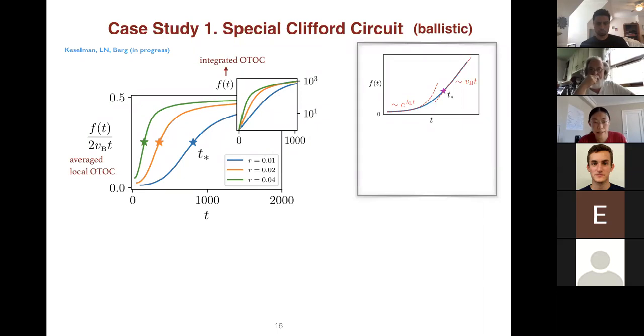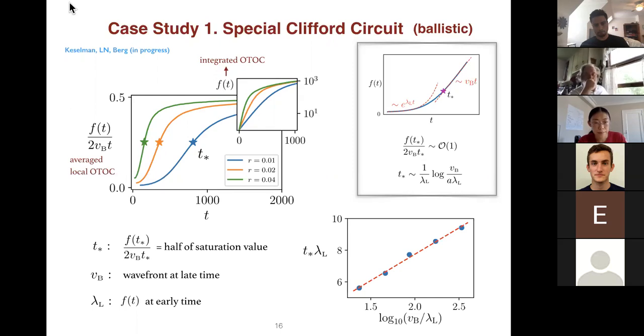The second thing we want to check is the scaling of the scrambling time, T star. Recall that T star is defined as the local OTOC density reaching a significant value, and it should scale like this. And this is indeed what we see. In this plot, I'm plotting T star times lambda_L versus the log of this ratio. You see that those points corresponding to different values of R, the C-naught probability, lie on a straight line. So this scaling behavior is verified in this circuit.